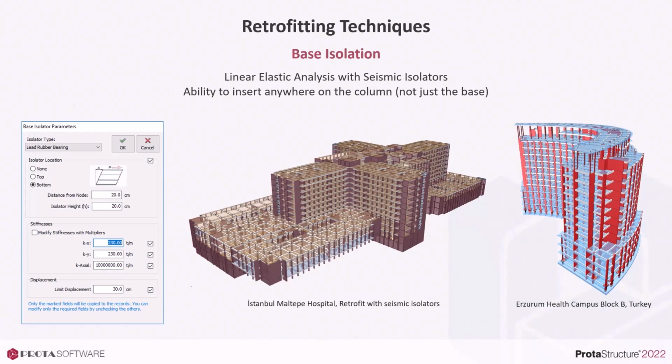In ProtaStructure, you can insert seismic isolators anywhere on the columns, since the base isolation is not necessarily at the foundation level. You must have decided on the isolator units, layouts, and lateral and axial capacities before modeling them in ProtaStructure. Please note that you can only perform a linear elastic analysis with base isolators in ProtaStructure. That means they can be used to design and verify the superstructure.